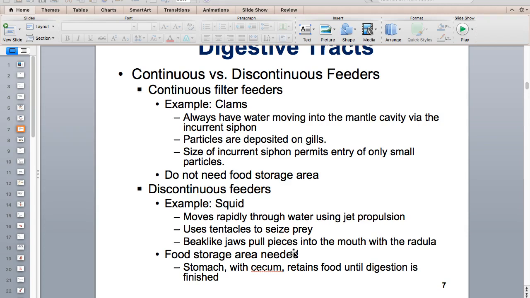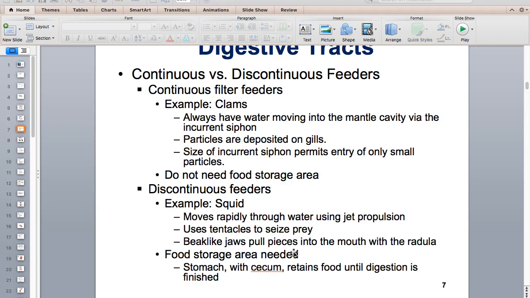So one example is clams. I'm sure you guys can think of some other examples of filter feeders as well, right? So they always have water moving into their cavity, and essentially they're trapping whatever is in that water, okay? And so that's how they're eating. They're not going to grab any prey and put it into their mouth. They are simply, continuously feeding with whatever is coming through that water, okay? So it says they don't need a food storage area, right? Because they're not eating big particles or anything like that.